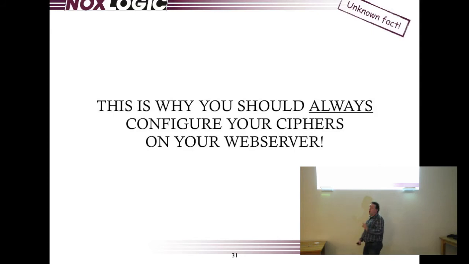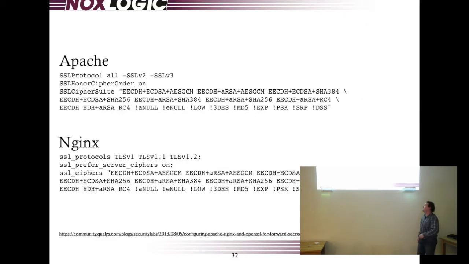This is why you should always configure your ciphers on your web server. How? It's easy, just take one of these and you're pretty much set. It's not really that difficult, but you can see here what's going on. But pretty much I'm going to tell, if you are using Apache web server, that you're going to use all the protocols except SSL version 2, which is a good thing that you don't use it, but I don't use version 3 as well. So only TLS 1.0, 1.1, and 1.2 will be used.